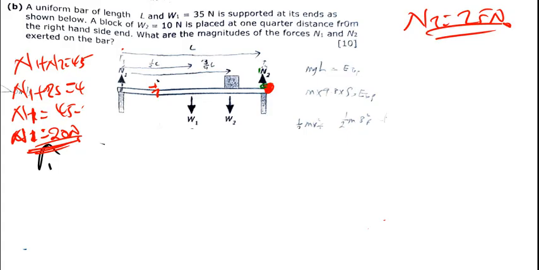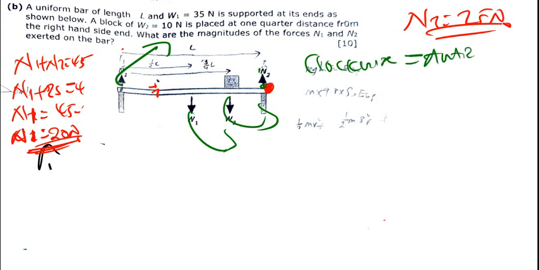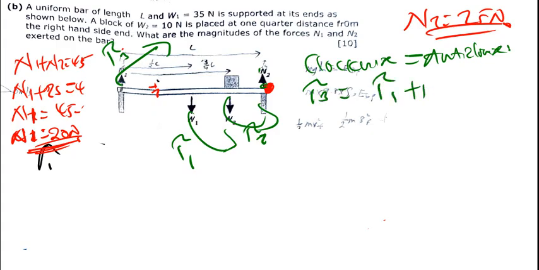So if this is my pivot, this is going to be pushing this guy in that direction. Then these two are going to be pushing it in this direction now. So now I have clockwise equal to anti-clockwise. So clockwise, I'm going to call this torque 1, torque 2, torque 3. I have torque 3 should be equal to anti-clockwise, I have torque 1 plus torque 2.